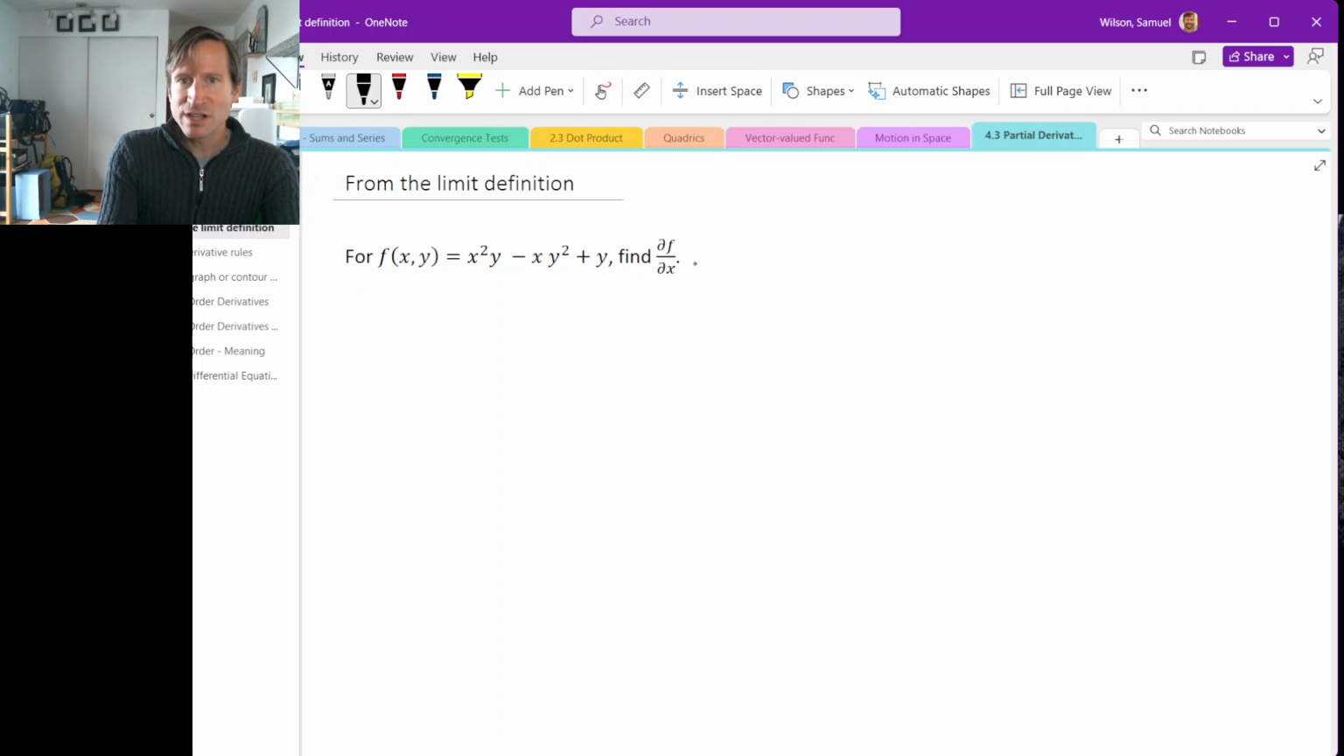So for this function, let's find partial f partial x. So this is going to be the limit as h goes to 0 of f of x plus h, comma, y, minus f of x, y, all over h.